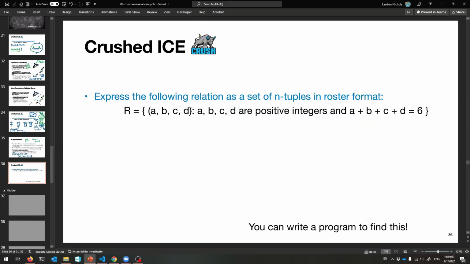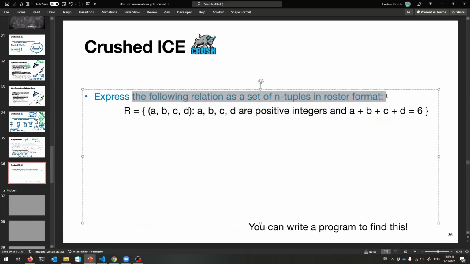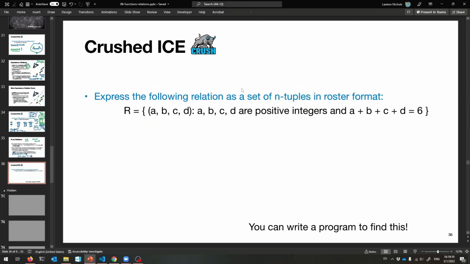And then finally, let's have some practice with these n-ary relations. Here's a 4-ary relation, okay? And I want you to express it as a set of n-tuples, right? Where this is an n-ary relation. So there's 4 things related, so it's 4-tuples. All of your elements are going to be of size 4.